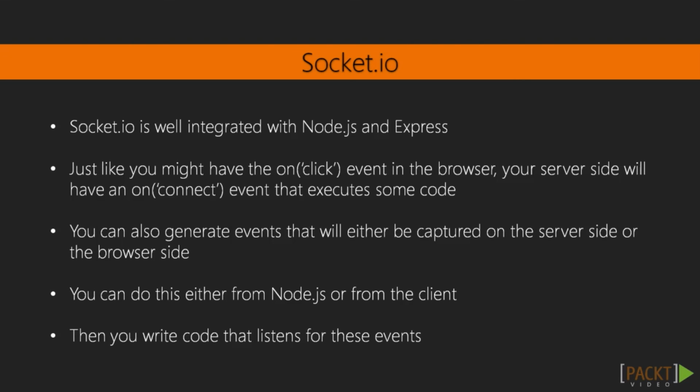Just like you might have the onClick event in the browser, your server side will have an onConnect event that executes some code. You can also generate events that will either be captured on the server side or the browser side. You can do this either from Node.js or from the client. Then you write code that listens for these events. For example, your server side can listen to the onChatMessage event, and then your browser can emit a chat message event when a user sends a message to the chat. The server receiving the event will then emit its own event, for example, message received, and then all of the browsers who are listening to that event will know that someone put a message in the chat room.